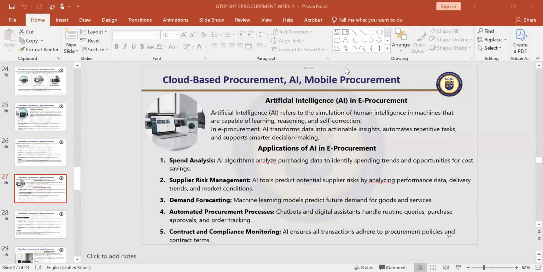Okay, contract and compliance monitoring. AI ensures all transactions adhere to procurement policies and contract terms. They feed the system with all these things. The AI will know if it has been fed that you have to supply ABCD document or upload ABC document. If you upload any document that is not up to that, or any document that has expired or that doesn't comply with the requirement, it will reject it. So that it will make sure that you comply with the procurement policies and the terms of contract.